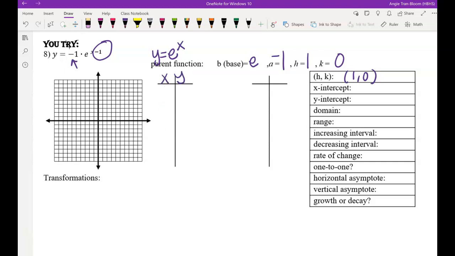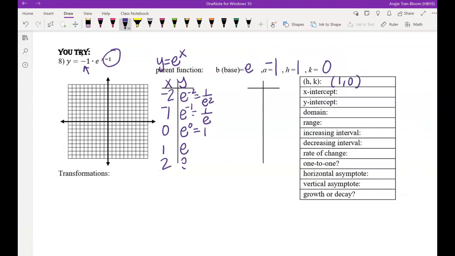Oh, you know what? Let's start with x values of -2, -1, 0, 1, and 2. E to the -2 equals 1 over e squared, and that's about 1 over 7.3. E to the -1 equals 1 over e, and that's about 1 over 2.7, or 1/3-ish, okay? E to the 0 equals 1. E to the 1 is e, and that's 2.7. E squared is what we're ending at, and e squared, guys, it's about 7.3-ish, something like that.